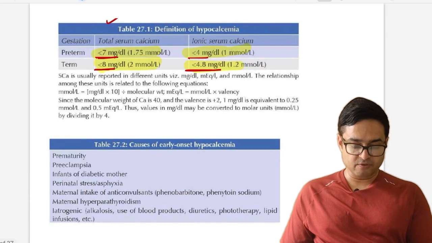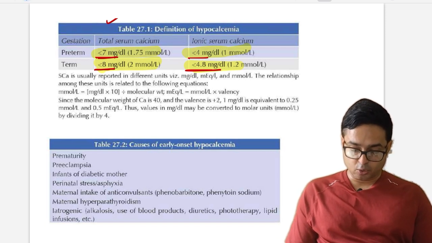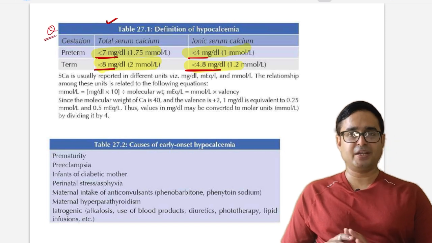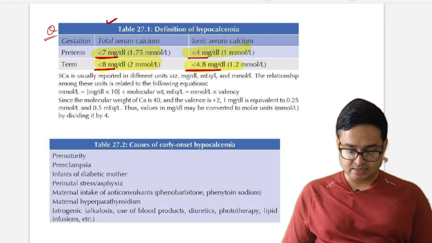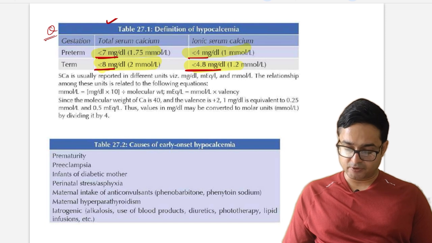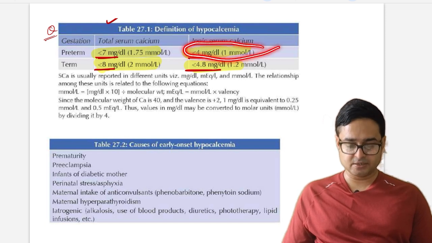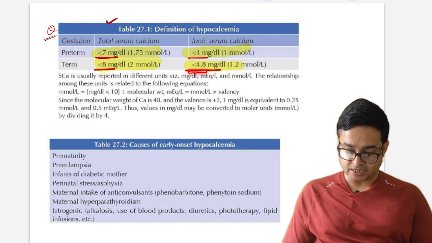Going forward, this is important: definition of hypocalcemia. For total serum calcium, you have to remember the preterm definition and the term definition. No excuses in this definition. Less than 7 milligram per deciliter in preterm total serum calcium. If you measure ionic, less than 4 milligram per deciliter. And term: less than 8 and less than 4.8.